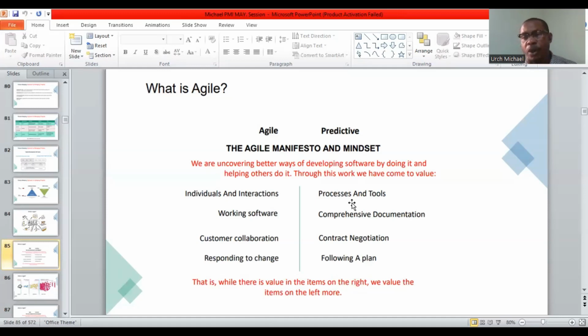Whoever is requesting the change has to raise a change request, and then that change request will be subject to approval. Then after that, the project manager of the predictive project will have to do an evaluation. You'll have to evaluate the change request and figure out the impact of the change to the scope baseline, to the cost baseline, to everything about the project. So how it's going to affect the project.